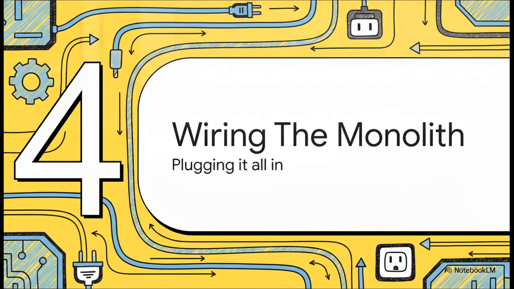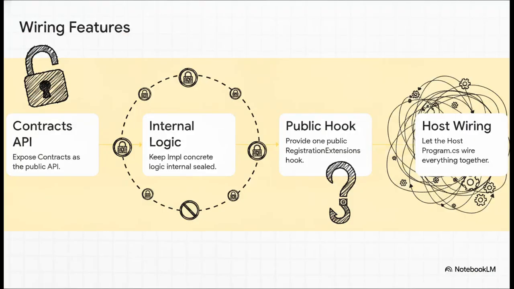It is not some gentle guideline you have to constantly police during code reviews. On to Section 4, wiring the modular monolith. This sounds amazing in theory, but how do we actually plug these heavily restricted features into a running application? It comes together through a really specific, elegant lifecycle.